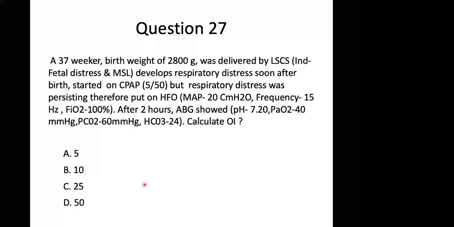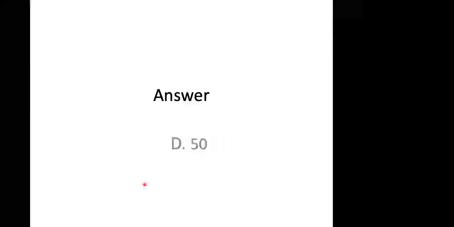So, a 37-weeker with 2.8 kilo birth weight was delivered by LSCS, developed respiratory distress, and was intubated and put on HFO. MAP of 20, FiO2 of 100. And here PO2 was 40. Calculate OI. The answer is 50, although we rarely see OI of 50. Let's see how we calculate that.